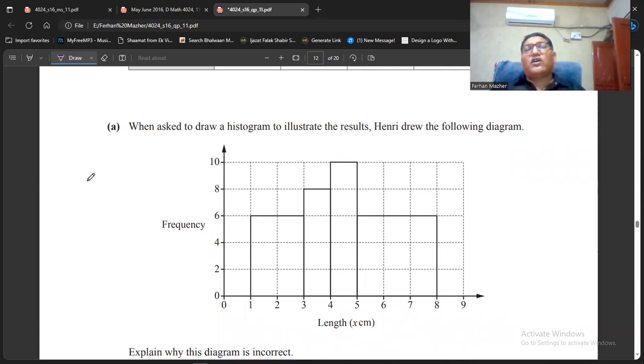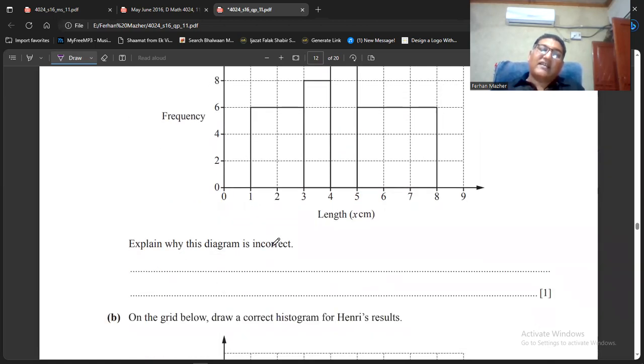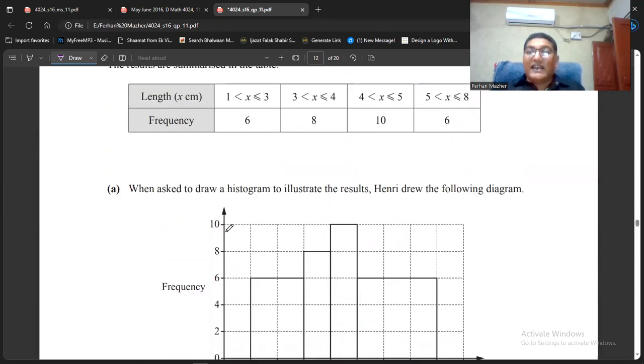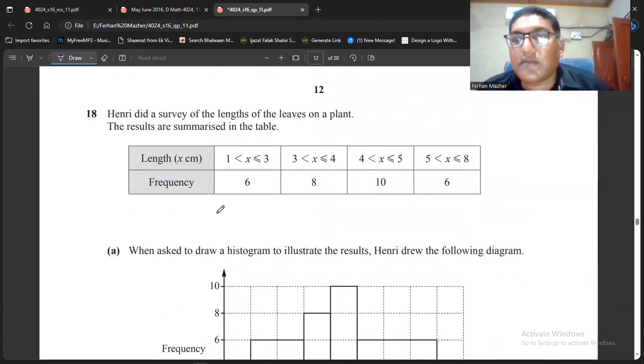When asked to draw a histogram to illustrate the results, Henry drew the following diagram. On the y-axis he took the frequency, and on the x-axis he put length. Explain why this diagram is incorrect. You see, he has taken frequency on the y-axis and is drawing the histogram. We can do that, but there's a problem.